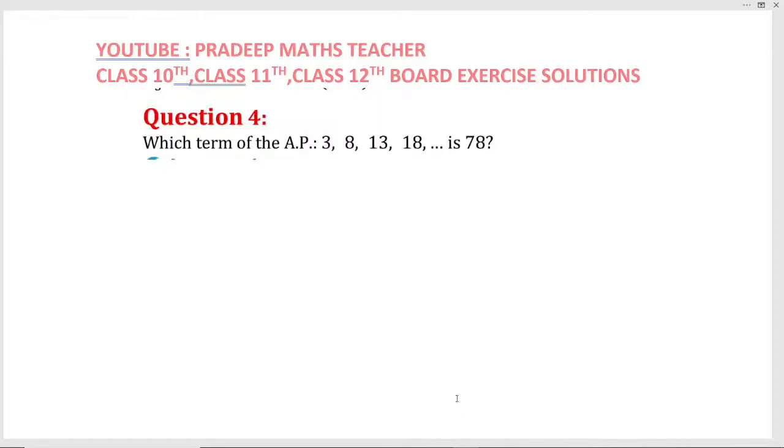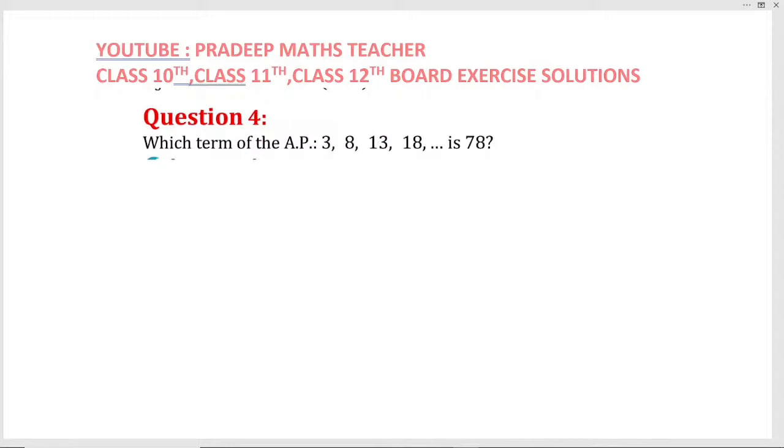Okay, so this is the fourth question. The fourth question says, which term of the AP 3, 8, 13, 18, and so on is 78? The meaning of the question is which term will become 78. So you need to find the term. That is the only thing you need to find.